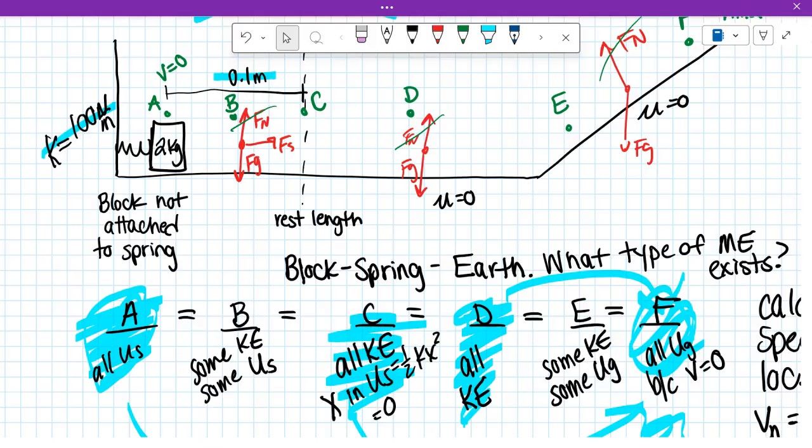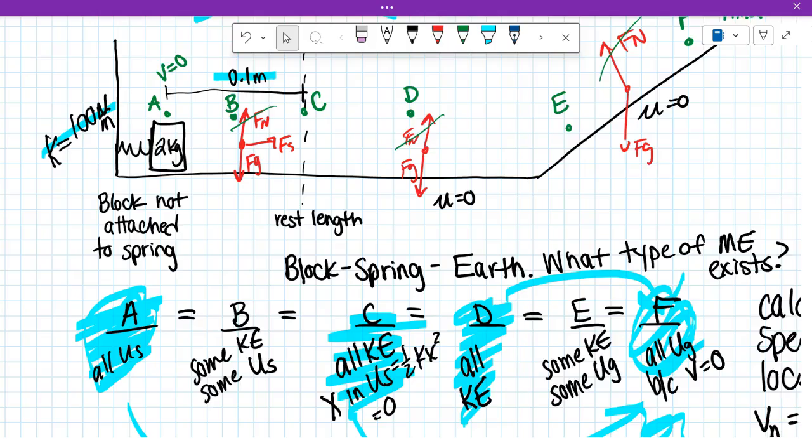At E, we have some kinetic and some gravitational potential because I'm heading up a hill. And then at F, I'm going to be all potential because my speed is 0 at that maximum height. And not like a projectile, where we do still have some horizontal velocity. Here, we are truly at rest.